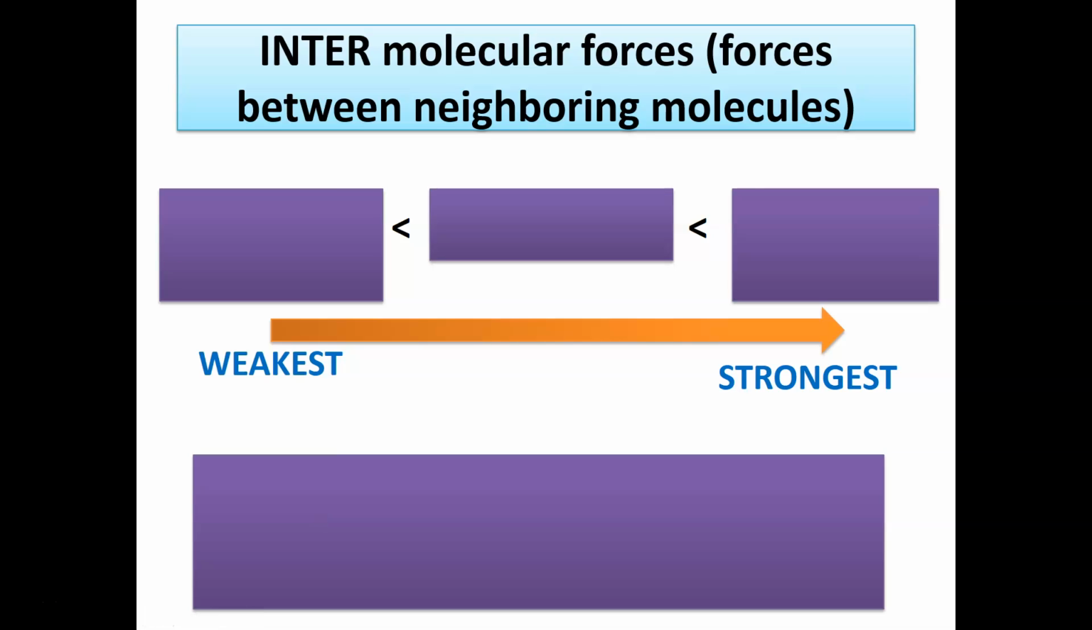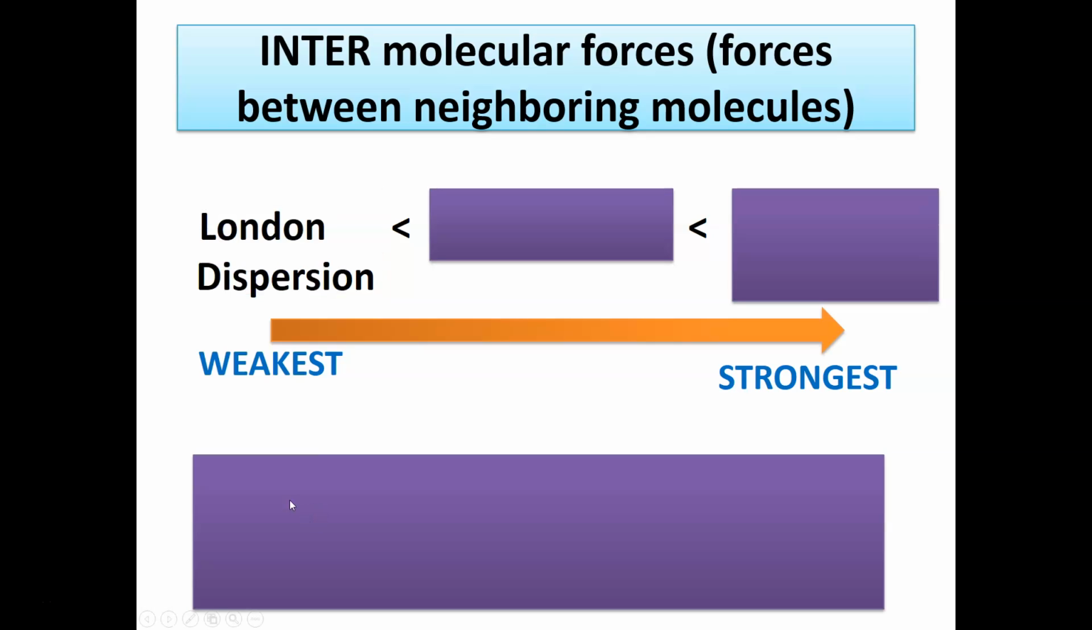So remember that the intermolecular forces are what's happening between neighboring molecules. We're going to be able to rank them from the weakest to the strongest, and then we'll start learning about each of the types. So the weakest IMF that we're going to learn about is something called London dispersion forces. We often just abbreviate that LDF.